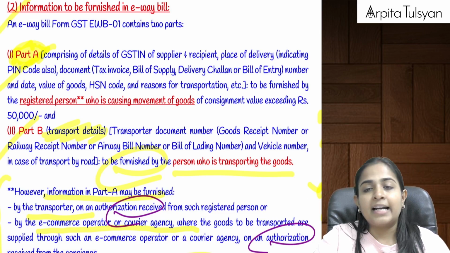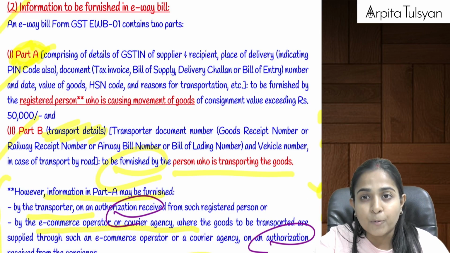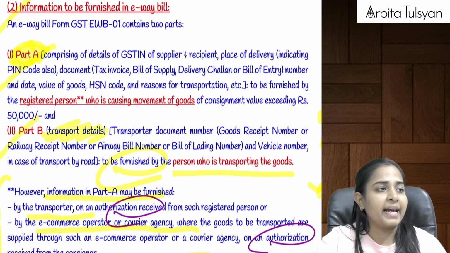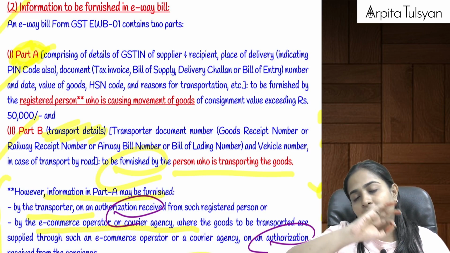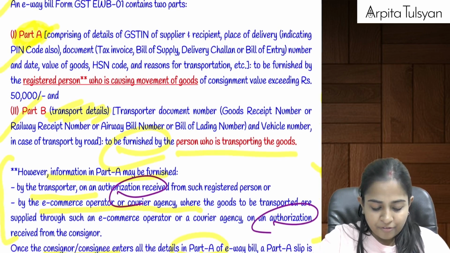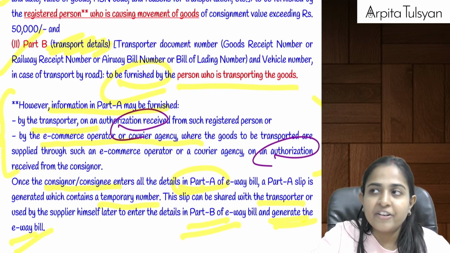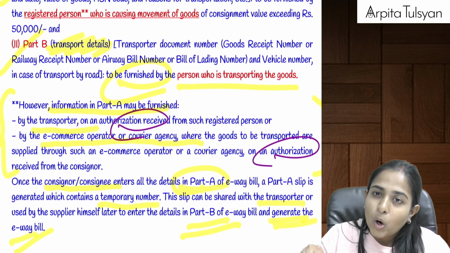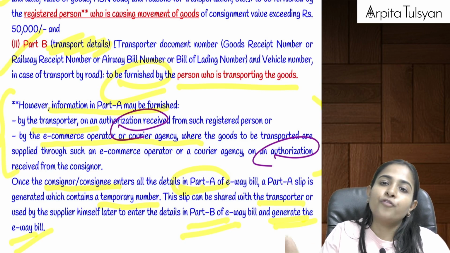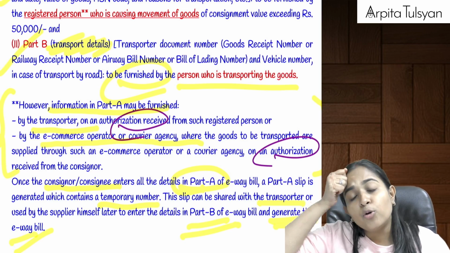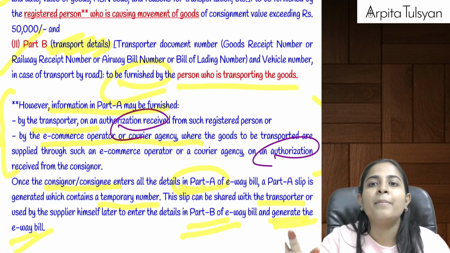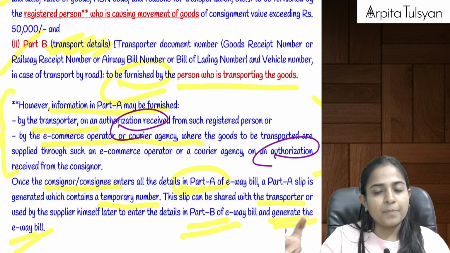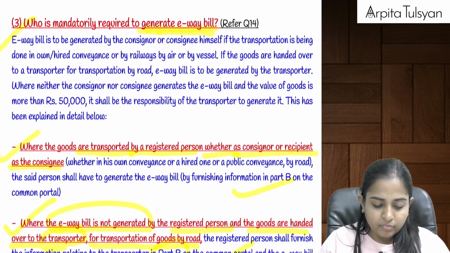And after that, the transporter detail, that is who is transporting the goods, the GR number, goods receipt number, railway receipt number, airway bill number, etc. All these things will be written in part B. That has to be filled by the transporter. Definitely part B has to be mandatorily filled by the transporter. We can even authorize the transporter to fill part A. We can tell him, you do everything, you make part A and you make part B. This authorization can be given by a registered person to the transporter. Are you clear with this?